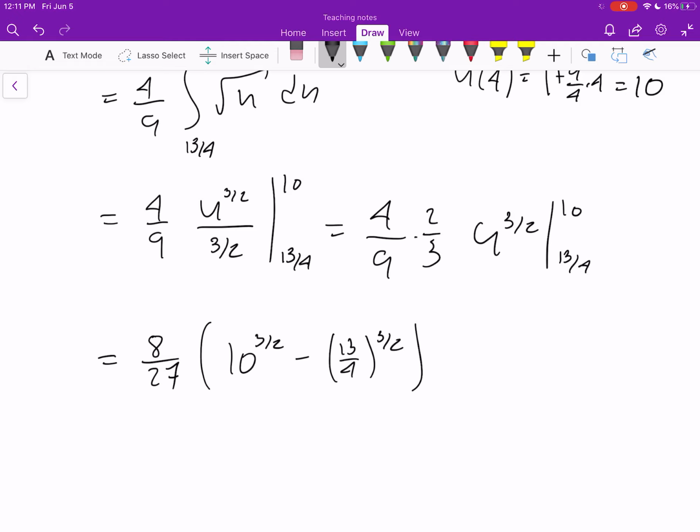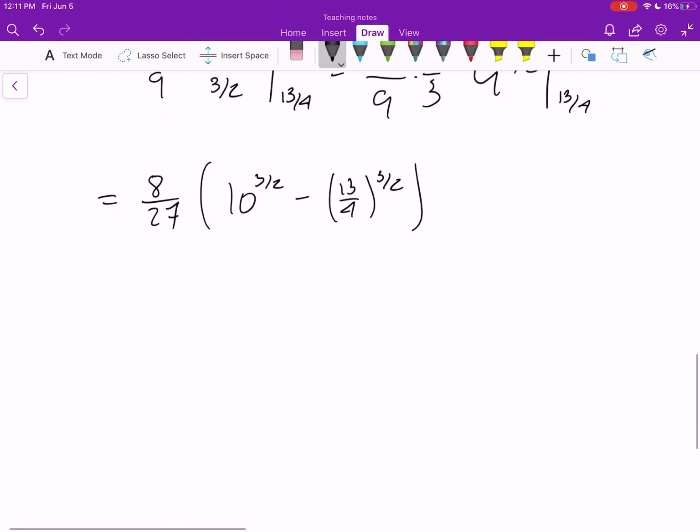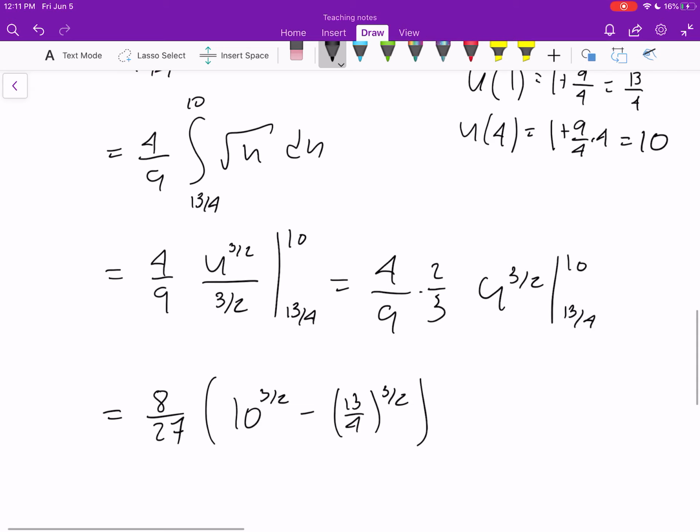And I guess this can be simplified a little more in the book. This is where I would leave it though. So I'm going to stop there. I think the book takes it one step further. I'm not really concerned about that. Okay. Again, it's not bad. You have to just set up these integrals yourself.